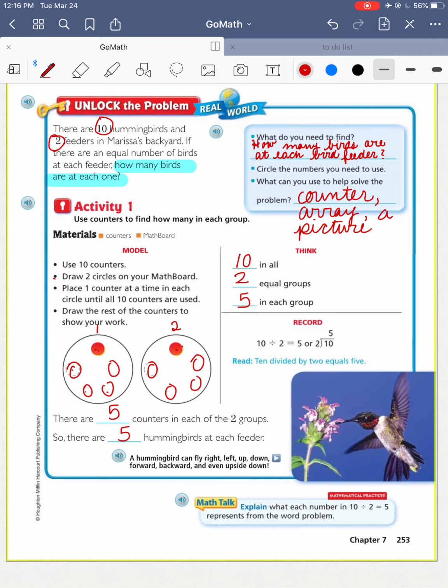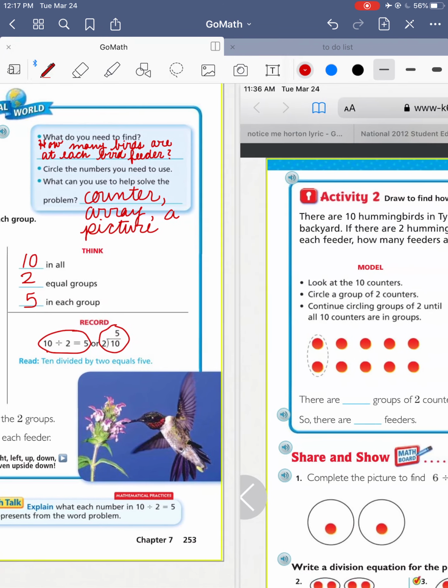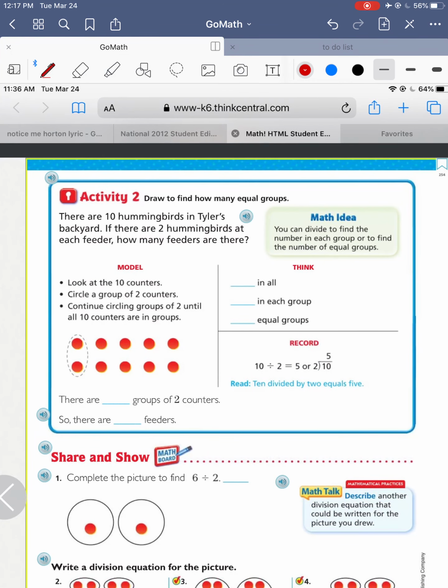There's 2 ways to write that. 10 divided by 2 is 5, or 10 divided by 2 equals 5, are the 2 ways that we could write the division sentence. Go ahead and turn the page.